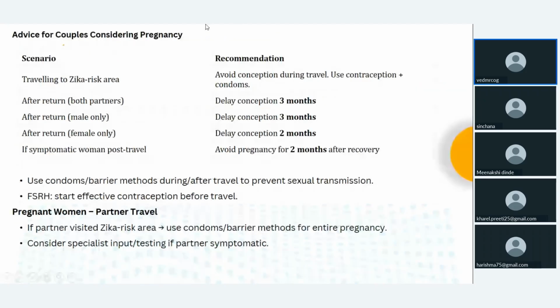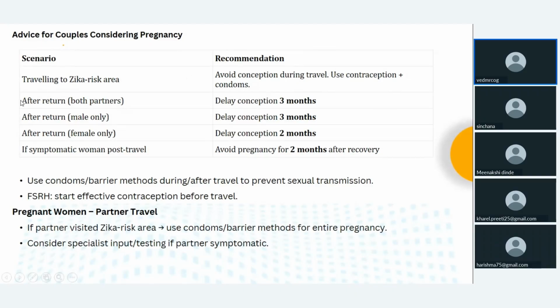Okay, now this is one of the important areas where questions are generally asked. What is the advice for couples considering the pregnancy? They need contraceptive advice, and the advice differs for male and female, or if the couple is traveling. Now if they are traveling to a Zika risk area, what will be the advice? Avoid conception during the travel and use contraception barrier method. If they are traveling to a Zika risk area, the conception should be avoided.